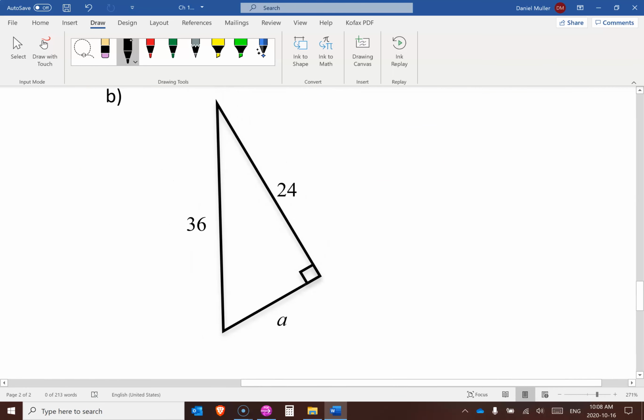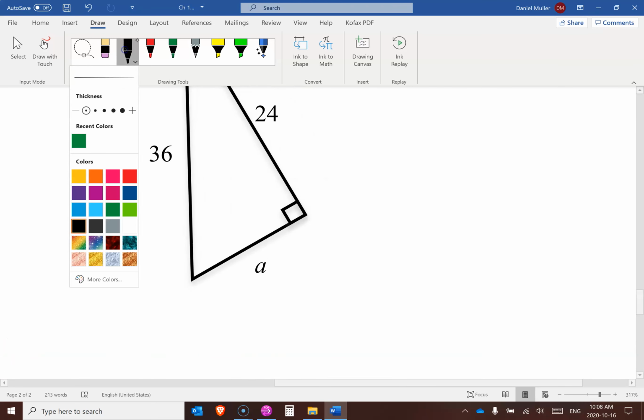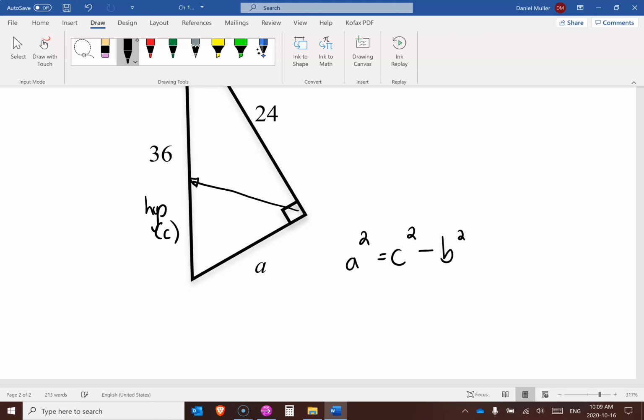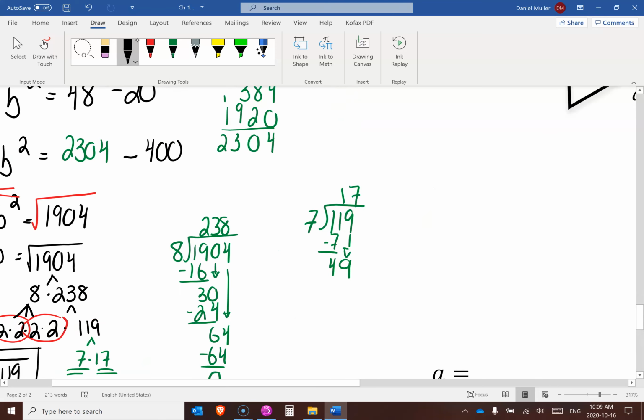And okay, now we're going to find leg A, apparently, whatever that is. So I will write over here a squared, because that's what we want to find. And then I always go c squared minus b squared. The c comes first. Now c is the higher number, which in this case would be the 36. But again, opposite of the 90 degree is right there. So this is the hypotenuse. That's going to be very important for the next unit. So this is the hypotenuse, which again is letter C.